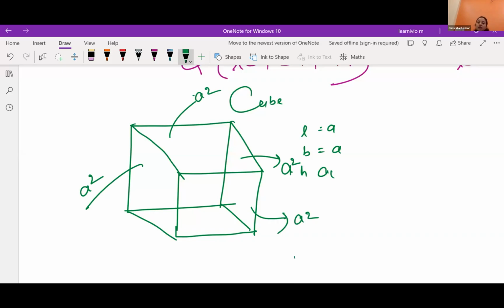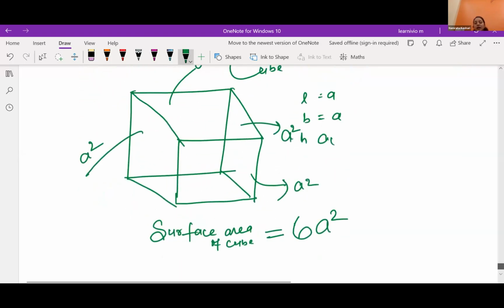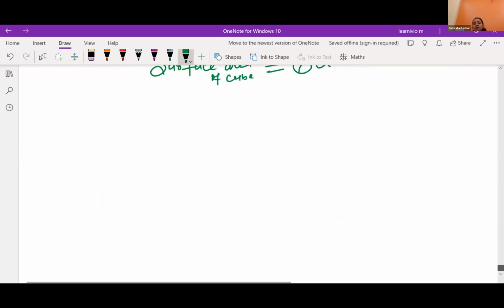How many surfaces are there? Sazia says 6 surfaces are there. So 6A square is the formula for the surface area of the cube. Are you getting it? Yes, ma'am. Surface area, total surface area means area of all the surfaces combined together, added together.